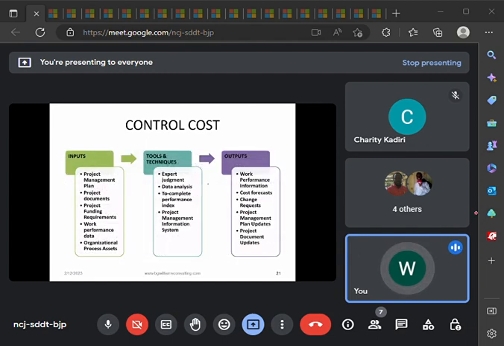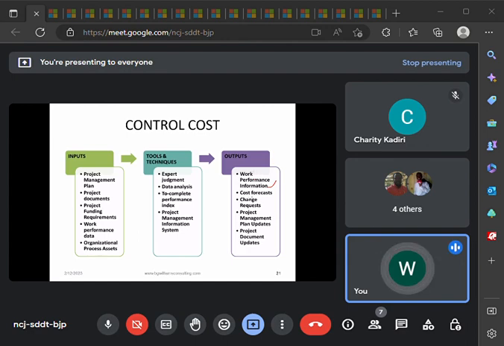Then what do we want to achieve when we are controlling costs? We want to achieve the work performance information, from the work performance data we have gotten and analyzed to determine the information. So that is what we want to achieve. That is why we are controlling costs.